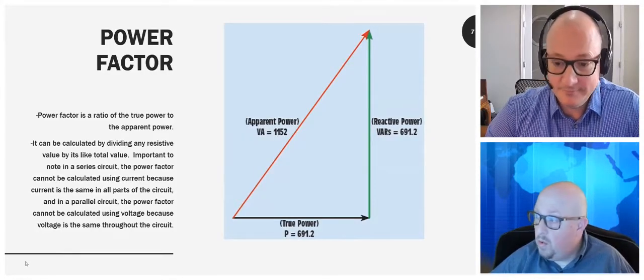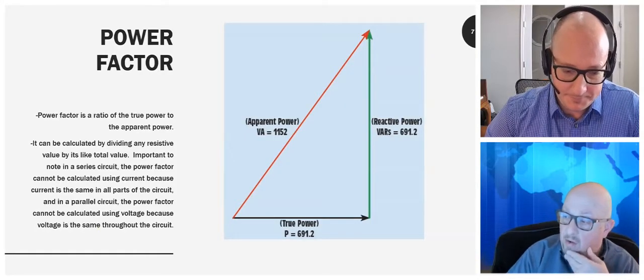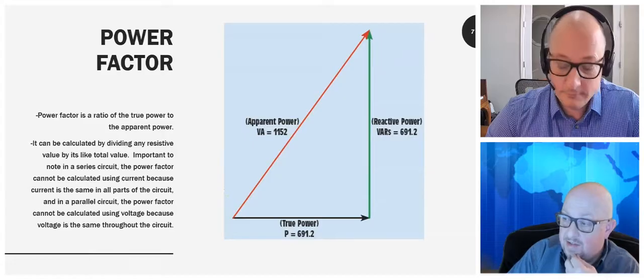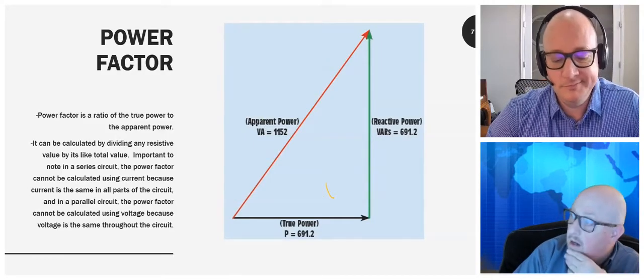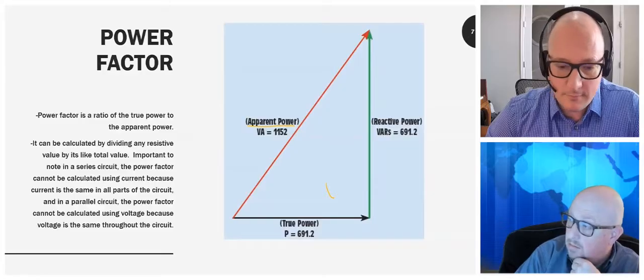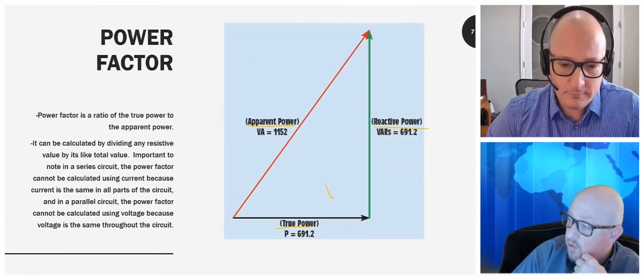Okay, so let me get this straight. I want to know about power factor at the end of the day. This is where the rubber meets the road. I have apparent power, I have reactive power, and I have true power.